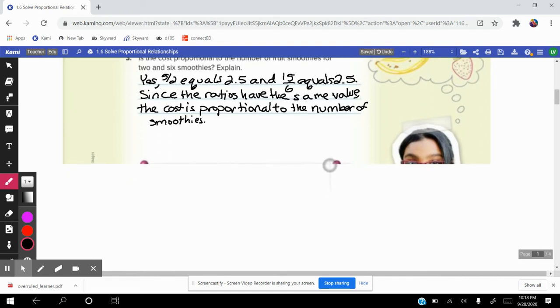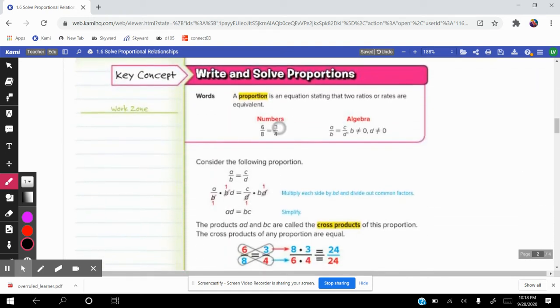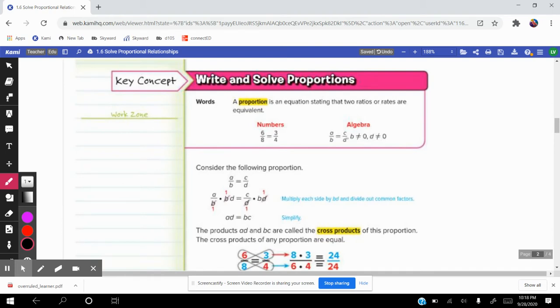Let's continue. We are now on page 56. Key concept: write and solve proportions. So a proportion is an equation stating that two ratios or rates are equivalent. So that is one of our vocabulary words. So if we have the number 6/8 equals 3/4, 6/8 equals 3/4. That's reduced down.